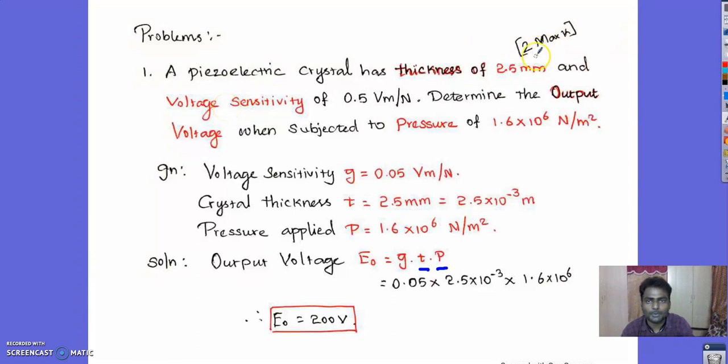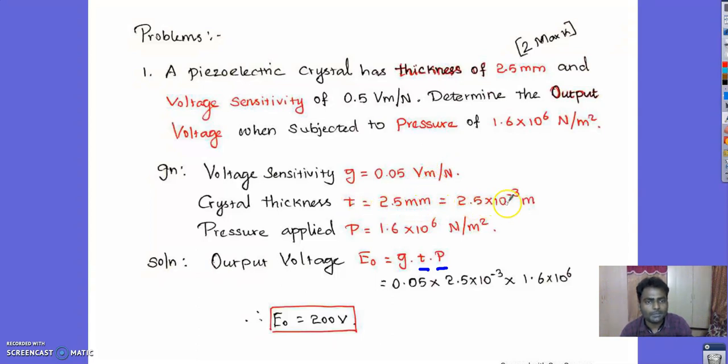It is a 2-mark problem. A piezoelectric crystal has a thickness of 2.5 millimeter and a voltage sensitivity of 0.5 volt meter per Newton, and we are asked to find the output voltage when it is subjected to a pressure of 1.6 into 10 to the power 6 Newton per meter square. As every value is in meters, we have to convert the thickness also into meter.